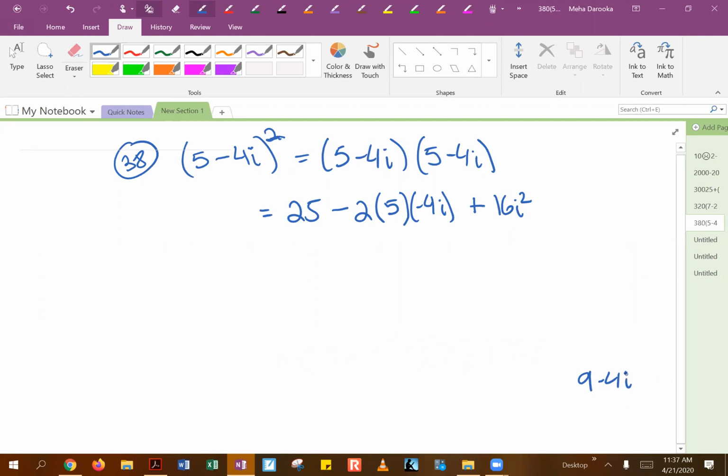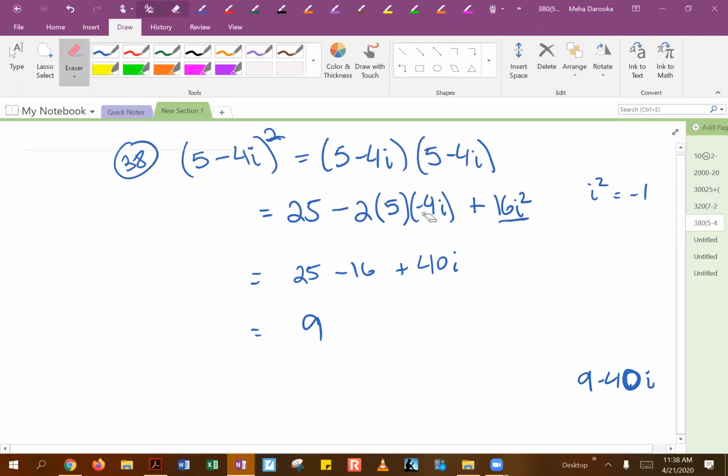Okay, 9 minus 40i. I believe that is correct because you will end up doing 25 minus 16 from here, right? Because again, i squared would be -1, which will end up giving you that. And then this will give you positive 40. Okay, you said minus 40i though. Let me see. No, I already took a negative sign there, so I didn't need that negative there. That should be a minus. Very good.